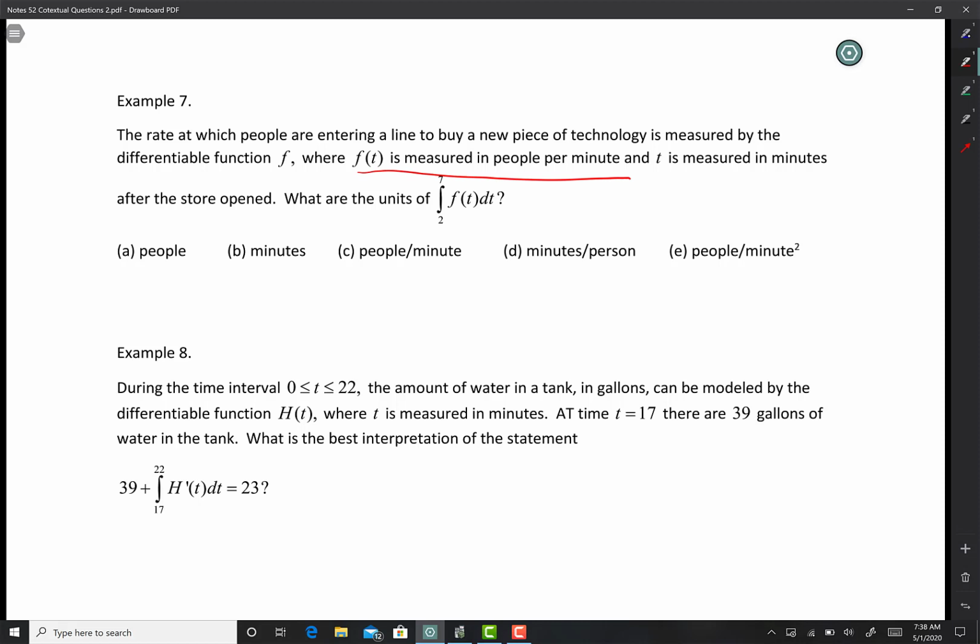After the store opened. What are the units of the integral from 2 to 7 of f of t dt? Okay, perfect. I don't have anything in the front, so I don't have to think about anything. f of t is in people per minute, and t is measured in minutes. So people per minute times minutes is just people. So that's it, guys. We're just doing dimensional analysis. You're just looking at the area under that curve. What does it mean? Or just looking at unit analysis, and that's it.